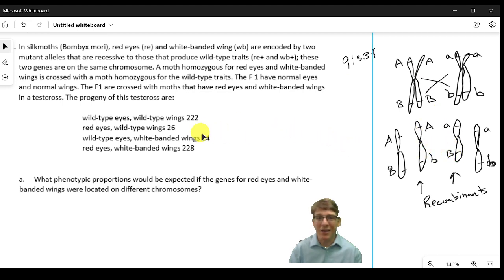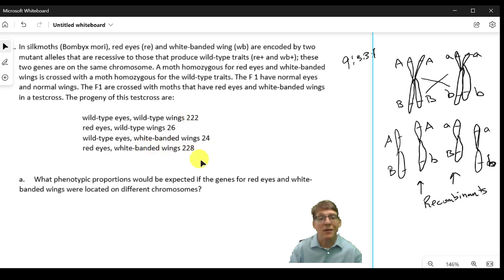And so the key thing that's going to point to you that this is a linkage problem as opposed to a dihybrid cross problem is a couple of different things. One is that when we look at our ratios of offspring, what we're going to see most often are the parental arrangements. In this case, the F1 is crossed with a homozygous red eyes, homozygous white banded wings moth. The F1s, we're told, have normal eyes and normal wings, wild type eyes and wild type wings, and it's crossed with a moth with red eyes and white banded wings.